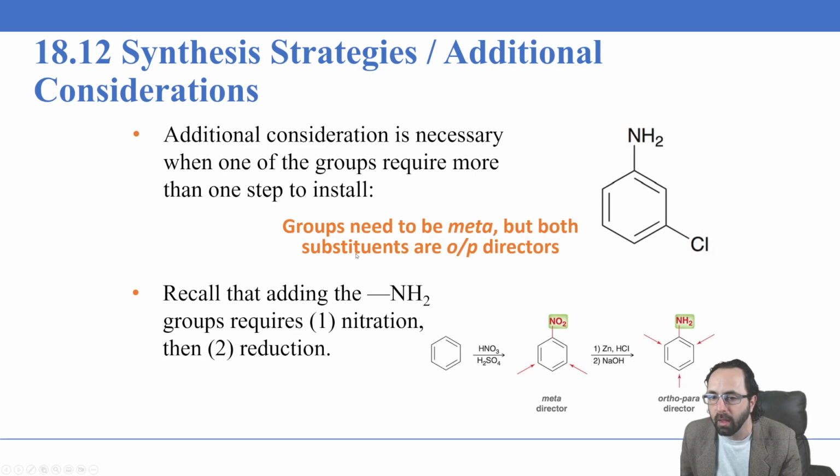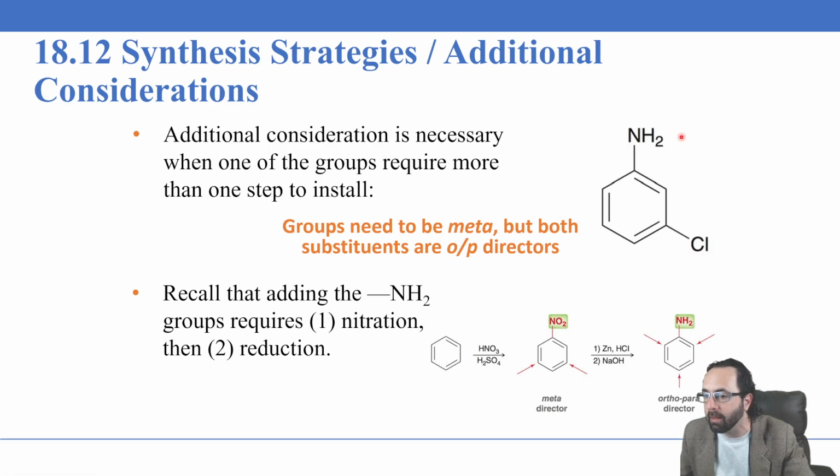We also have to think about when one of the groups requires more than one step to install, and what would be the result of the subsequent reactions. So here, if we're trying to produce this ring, the amine group is an activator and an ortho-para director, so you would not be able to install the chlorine with the amine already there. But if it's a nitro group, the nitro group is a deactivator and a meta-director.